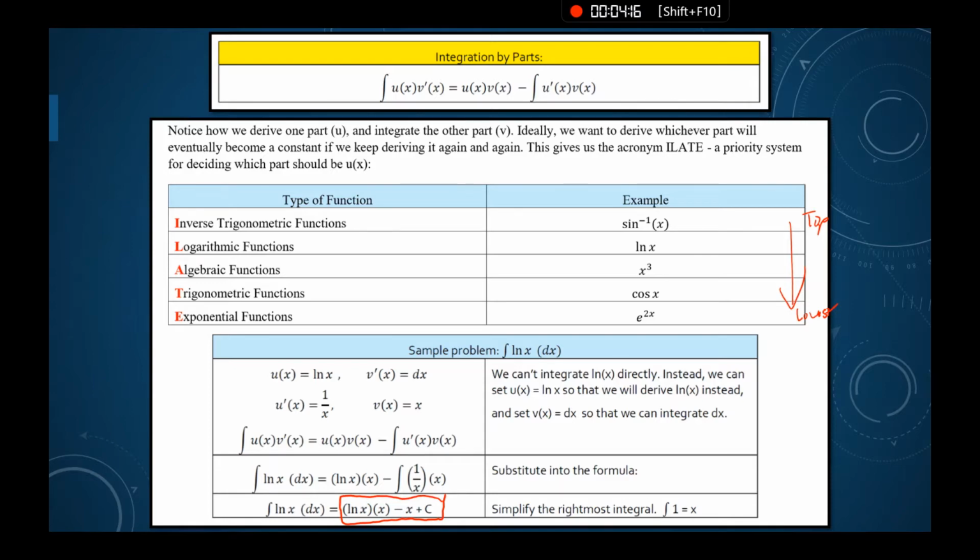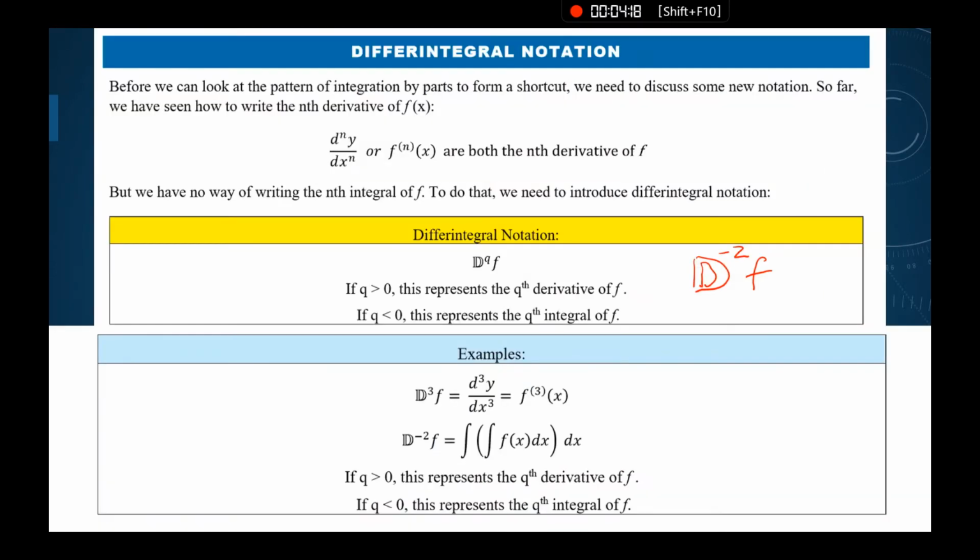No. No. Okay. We talked briefly about different integral notation last time. Anytime you see this double d with an n on the function, that n, if it's positive, tells you how many times we've derived. If it's negative, it tells you how many times we've integrated. So d3f would be the third derivative of f, d negative 2f would be the second integral of f.